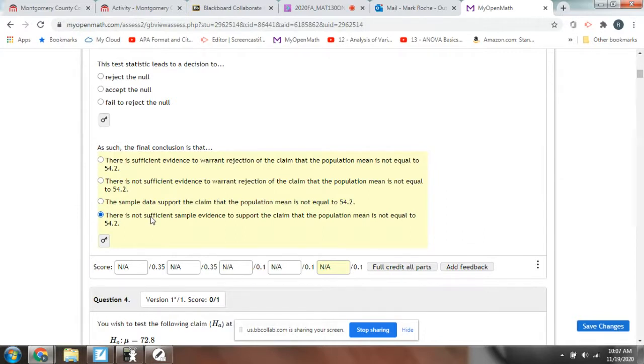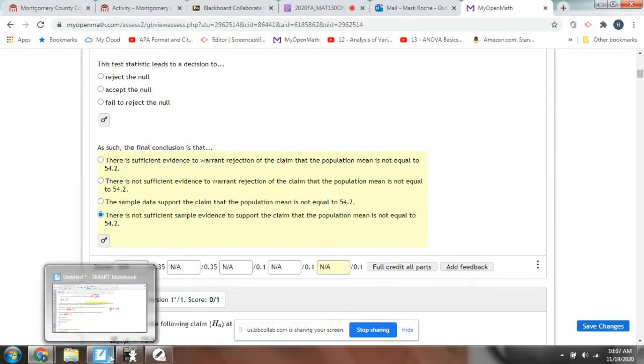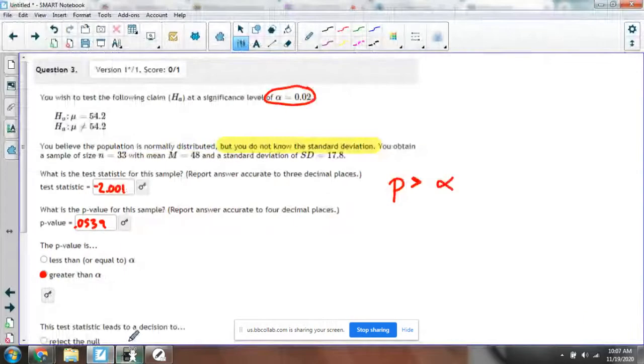If we were taking this class in person and doing the tests in person, for every single answer you'd always either say that there is sufficient evidence or not sufficient evidence, and then rewrite the alternative. So here we're going to say there is not sufficient evidence to show the population mean is not equal to 54.2. So that's probably your safe bet. I would say stick with that as your answer. Always try to write it in terms of the alternative, okay?